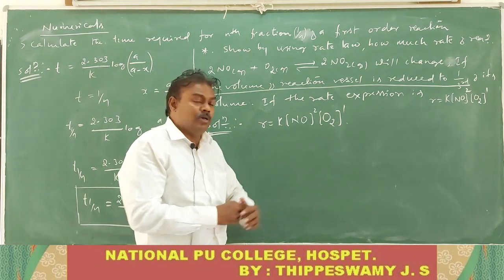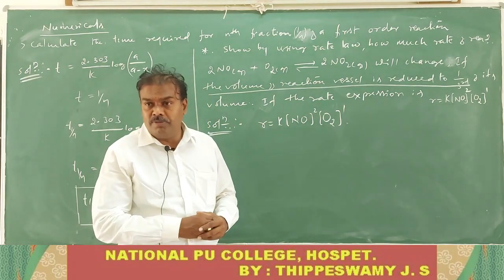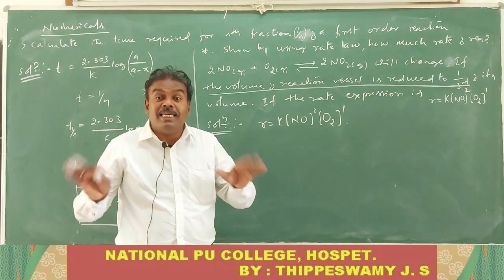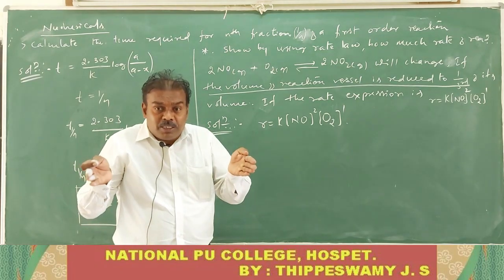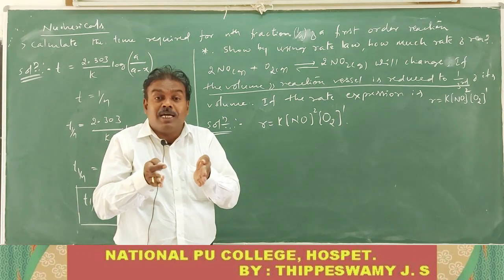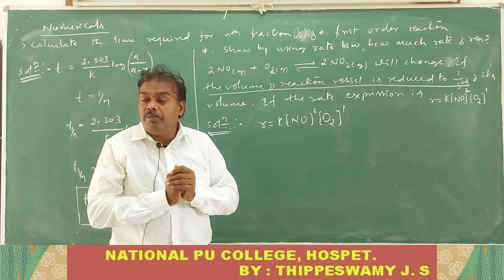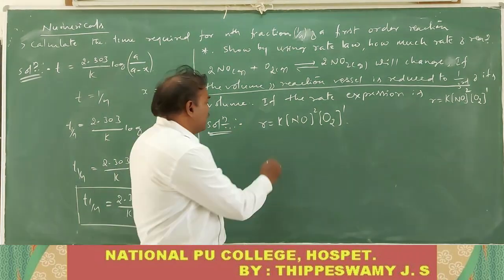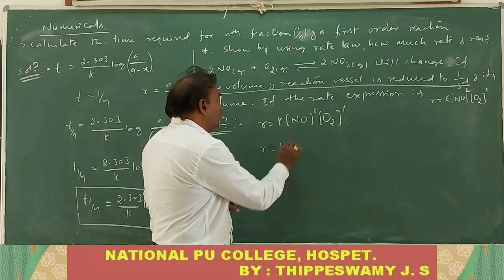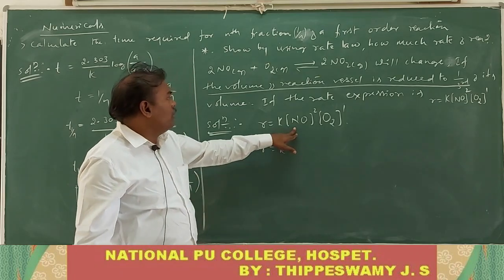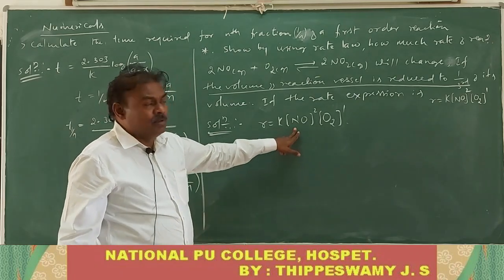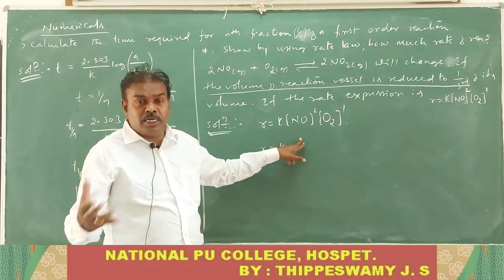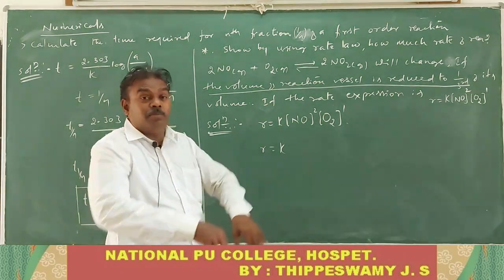In that way we have to understand the concept. Following all of you? If the volume of the vessel is increased, concentration decreases. If the volume of the vessel is reduced, the concentration per unit volume will be increasing. Now you see, R is equal to K into molar concentration of NO. How many times is the volume of the vessel reduced? 1/3 of its initial volume. If the volume is reduced to 1/3, the concentration will be increased 3 times.